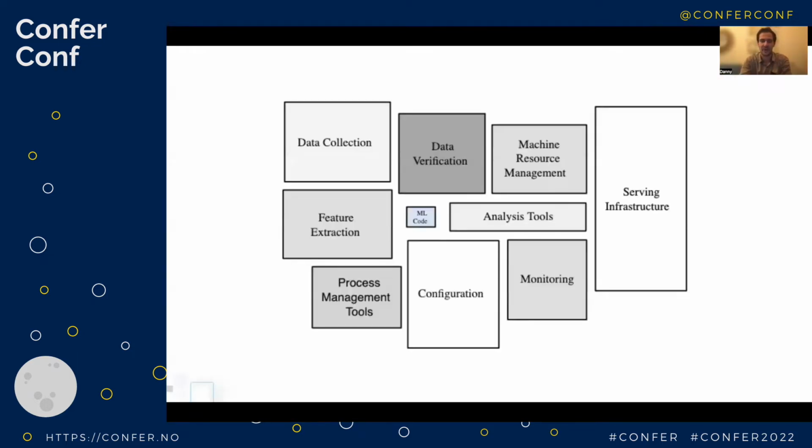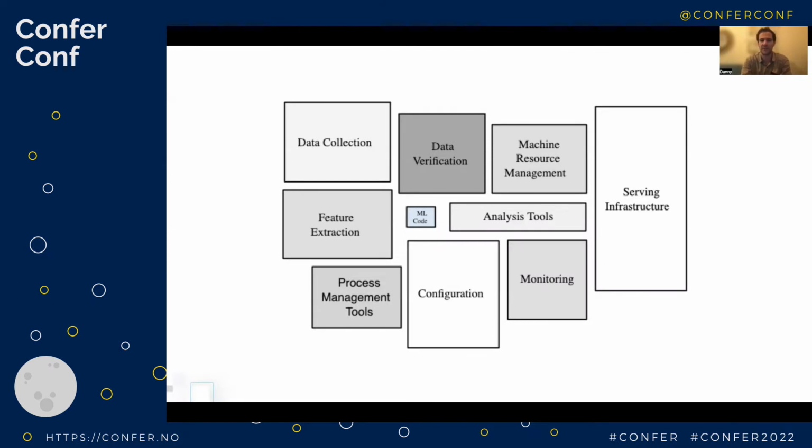So let's start off by taking a look at this visualization made by Google as part of the really famous Hidden Technical Debt in Machine Learning Systems paper. As you can see, there's a bunch of squares on the screen. There's a data collection square, a configuration square, a serving infrastructure square, and there's one tiny little rectangle that says ML code. What this visualization is meant to demonstrate is that the machine learning model is actually a very small part of an entire machine learning system.